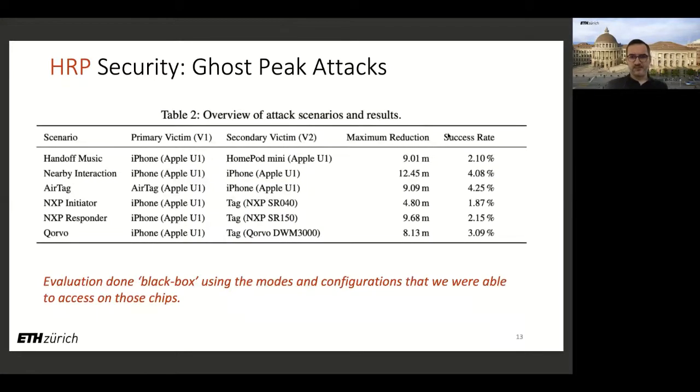If you look at the statistics of this a bit more carefully across iPhone and HomePod Mini, for example, in a scenario where music needs to be activated, or iPhone to iPhone interaction, or AirTag to iPhone interaction, or with NXP and Qorvo chips, you can see that we have different success rates and also different reductions in terms of the distance. And this evaluation was done black box using the modes and configurations that we were able to access on those chips.